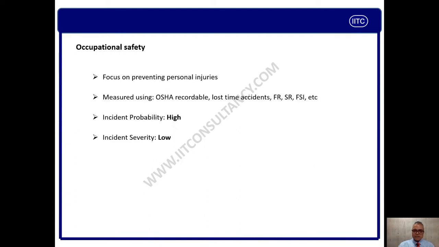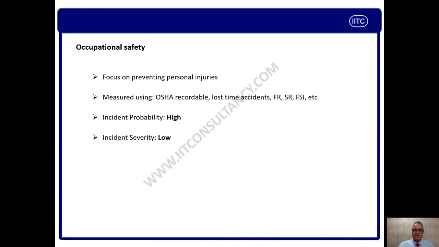And this occupational safety can be measured as per the OSHA's standard in LTI, lost time injuries or lost time accidents. FR means frequency rate, SR means severity rate, FSI means frequency severity index, etc. Normally, as you know, occupational safety or occupational accidents are high in probability. They are always in high numbers. That means failure frequency, accident frequencies are more. But severities compared to the process safety is low.